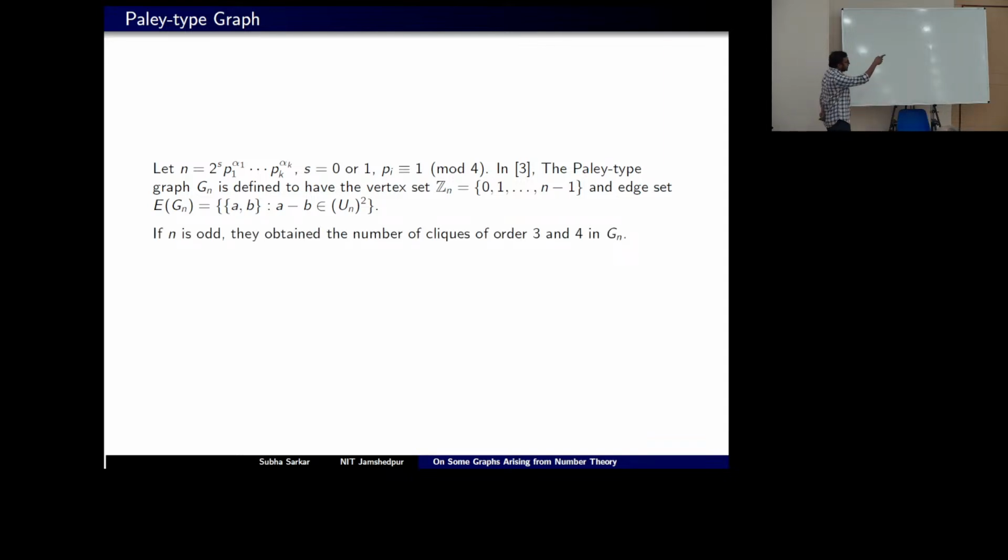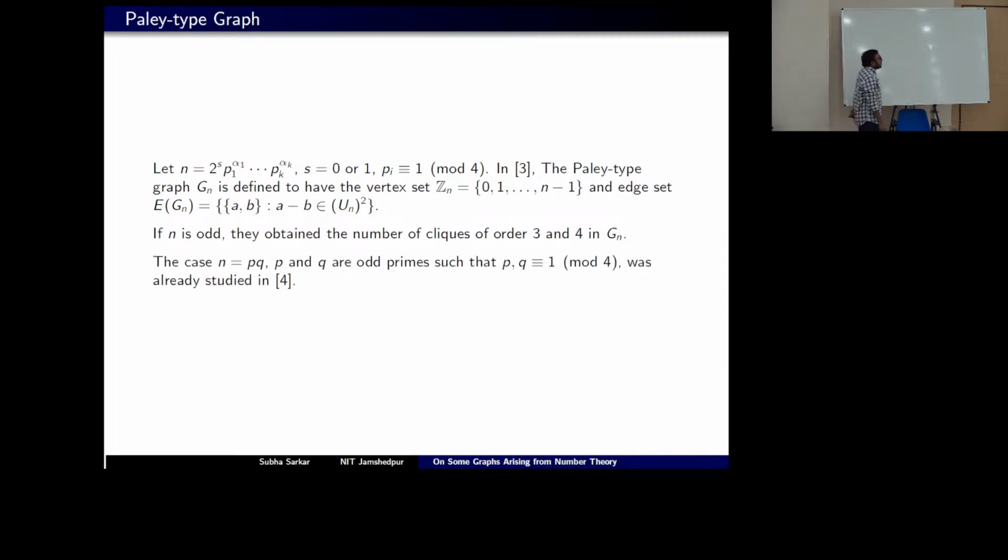Now in that paper they have also proved that if n is odd, then they obtained the number of cliques of order 3 and order 4, that is, how many K3 and K4 are there inside that graph. And the case n equal to pq, where p and q are 1 mod 4, has already been studied in some other paper. Actually, this is the graph I gave to one of my MSc project students this time, and we got some results, but I don't feel they are publishable. They were some trivial observations.